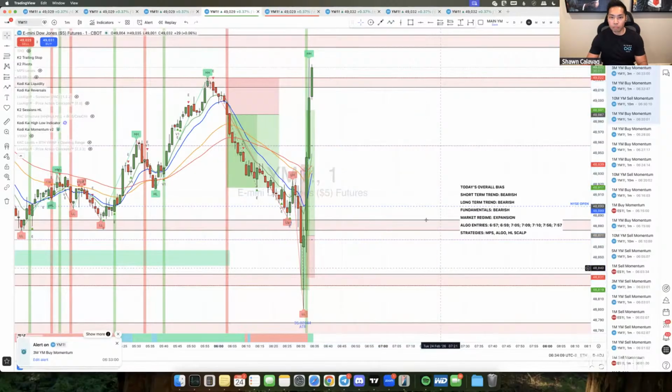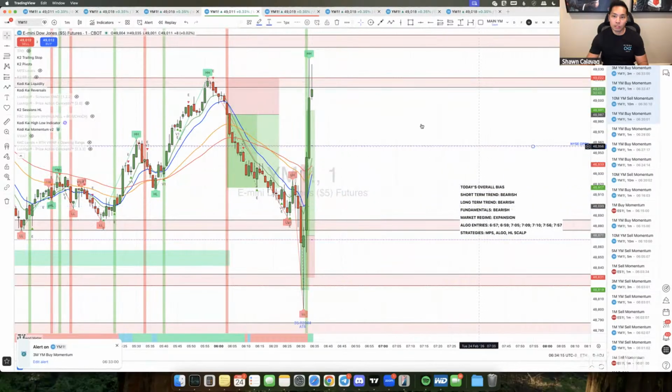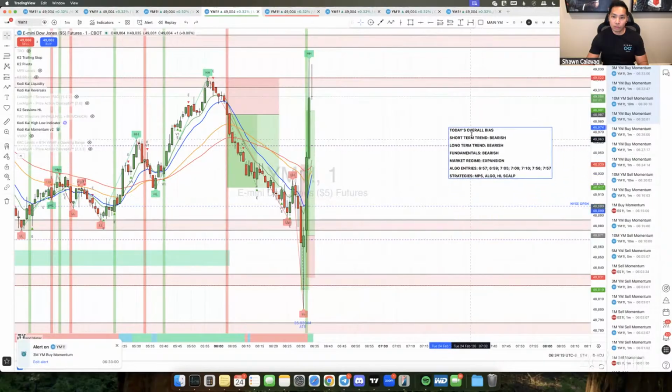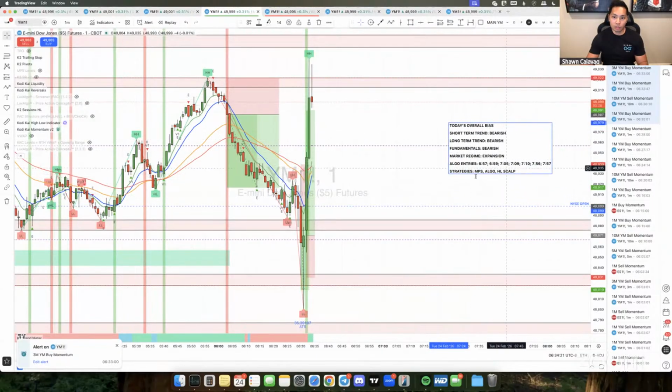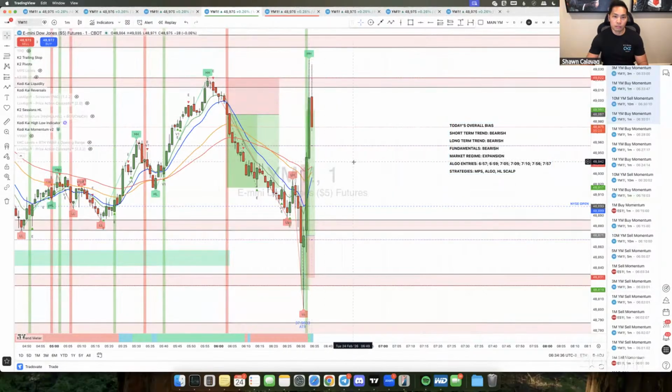I think I'll probably be shifting around a little bit with regard to the strategies that I'm following. So the algo is not going to go anywhere. That's going to be the first one that I'm going to be looking at, but I might include a mean reversion strategy. So I might swap out the MPS or the high-low scalp for a mean reversion strategy, so that I have one for a choppy market when the market's chopping up like this, right? So we'll see what happens there.